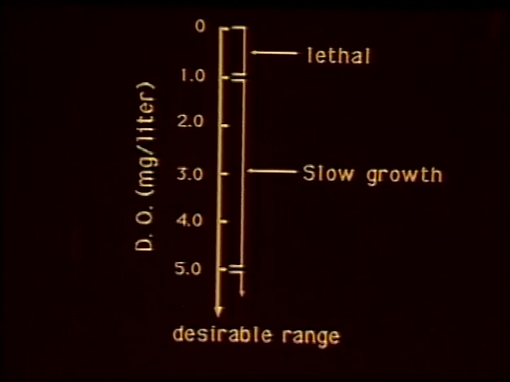Prolonged exposure to dissolved oxygen concentrations from 1 to 5 milligrams per liter usually causes reduced growth and increases the susceptibility of fish to disease. Values below 1 milligram per liter are usually lethal to most fish if exposure is prolonged.